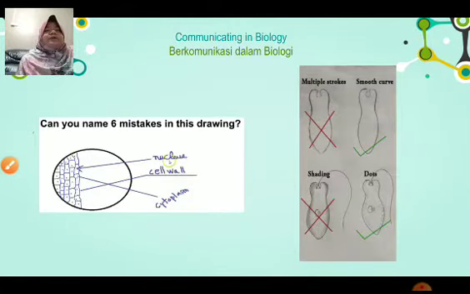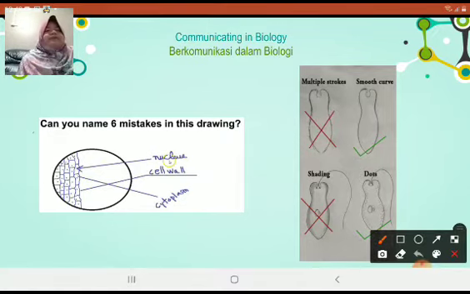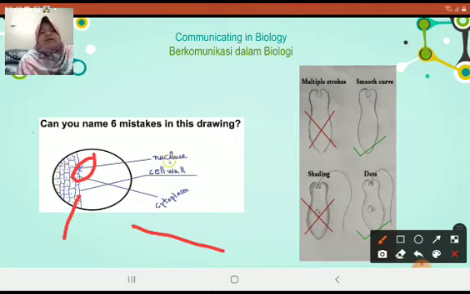Ni. Can you name 6 mistakes in this drawing? Okay, kita tengok kat sini sama-sama apa yang kesalahan dia. Pertama sekali kelas, tak boleh buat anak panah macam ni. Kena buat anak panah direct macam tu je, macam ni. And then tak boleh bersilang macam ni. And then satu lagi tak boleh tiba-tiba patah balik macam tu. Kena satu arah macam ni sahaja.